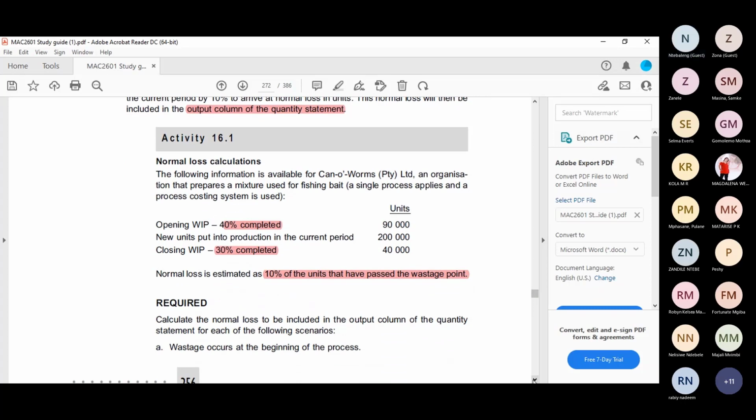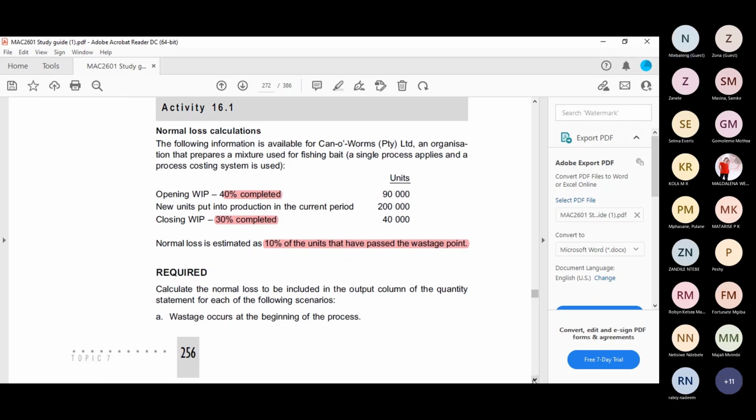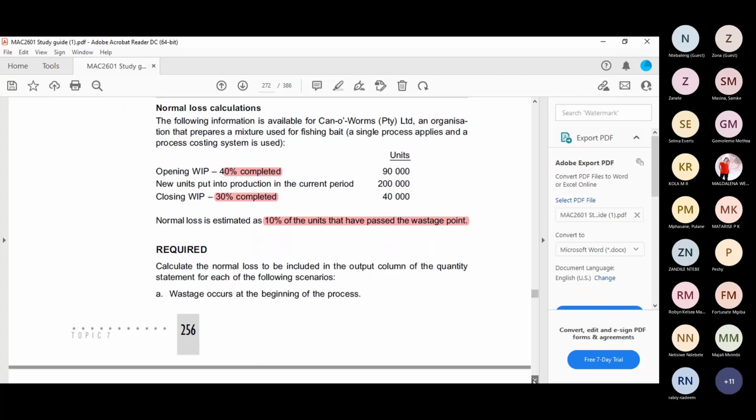I'm asking. What do you guys think? Can you apply the rules that we looked at? Hello? Hi. Yes.